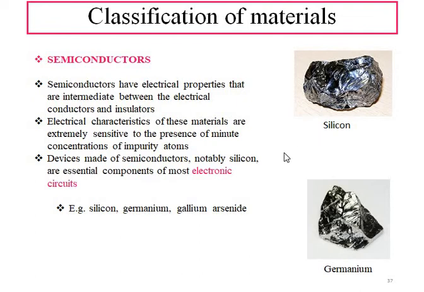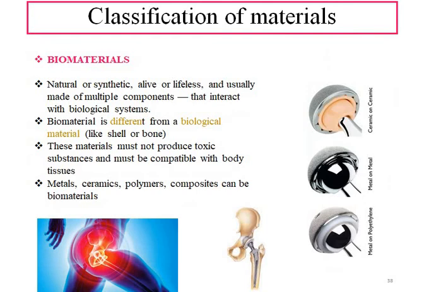Silicon is an important material, and not only silicon, germanium and gallium arsenide, all those materials can be used for this purpose. So coming to the next one, that is the biomaterials.